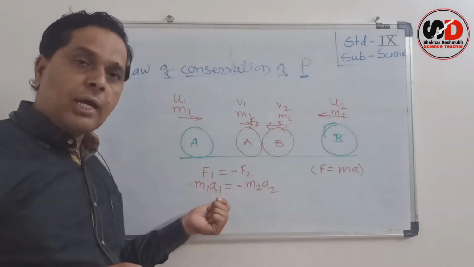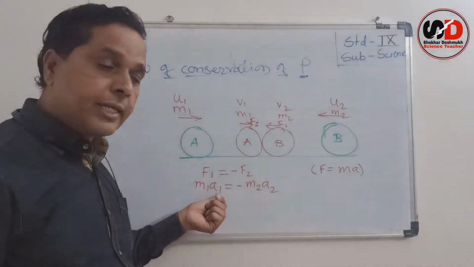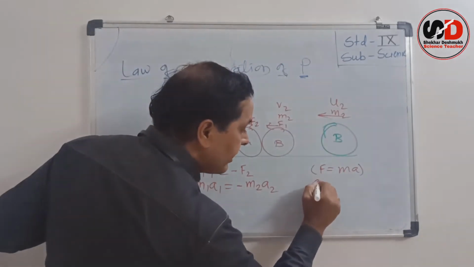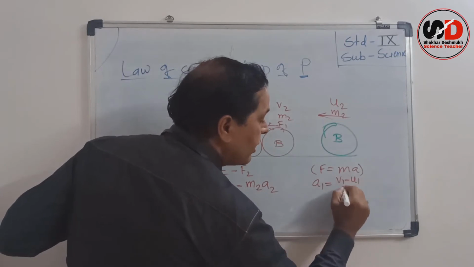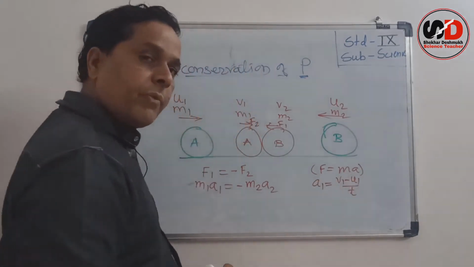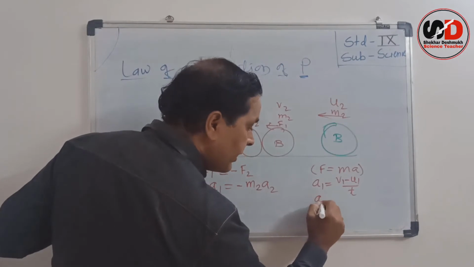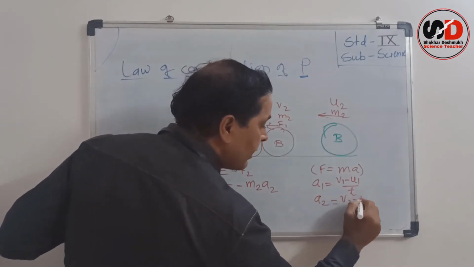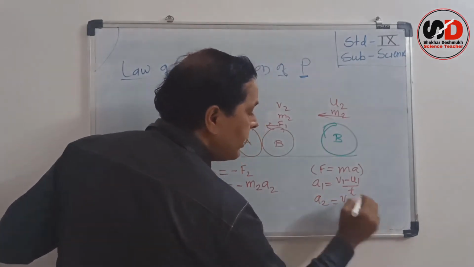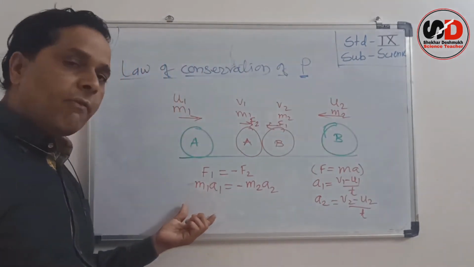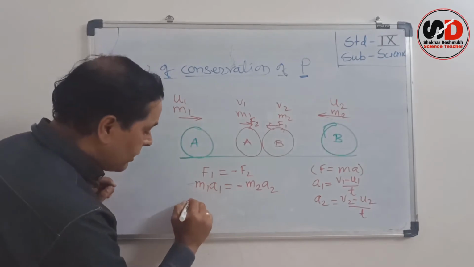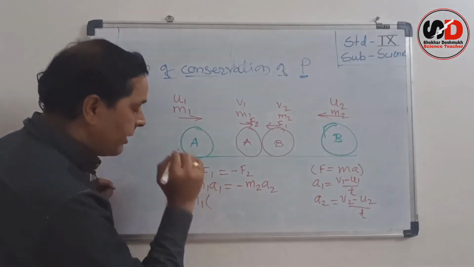So we know the formula for acceleration. What is a1? a1 is equal to (v1 minus u1) upon t. What is a2? a2 must be equal to (v2 minus u2) upon t. So this is nothing but acceleration. So put the values here. Okay.